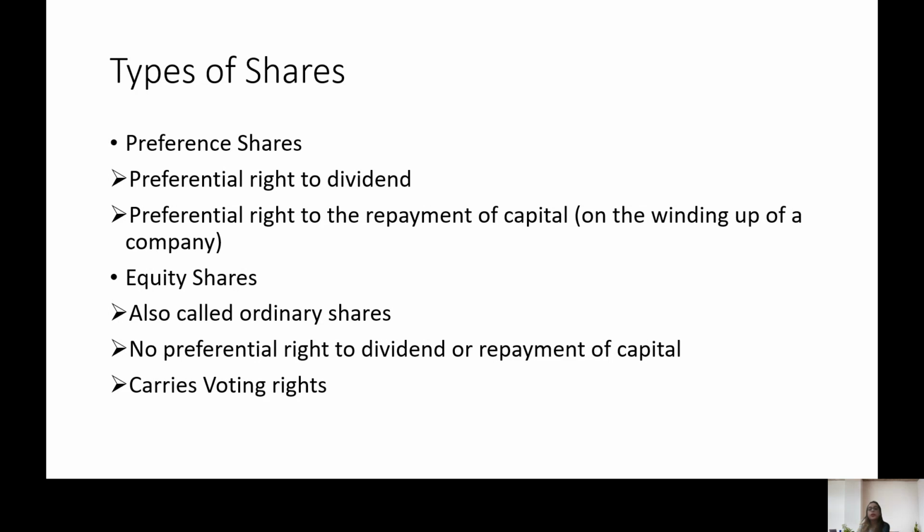So now let's talk about the equity shares. These are also known as the ordinary shares. They do not have any preferential right over the dividend or the repayment of the capital. So whatever is left over after paying the preference shareholders as profit will belong to the equity shareholders only, right? Equity shareholders also carry voting right.